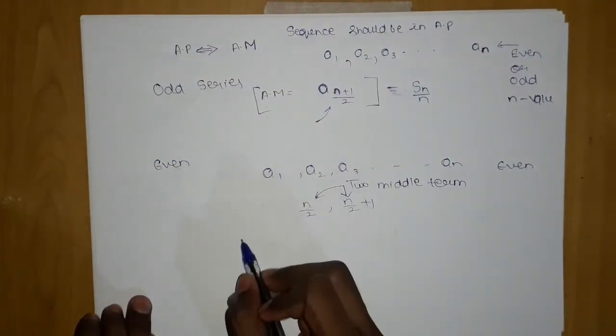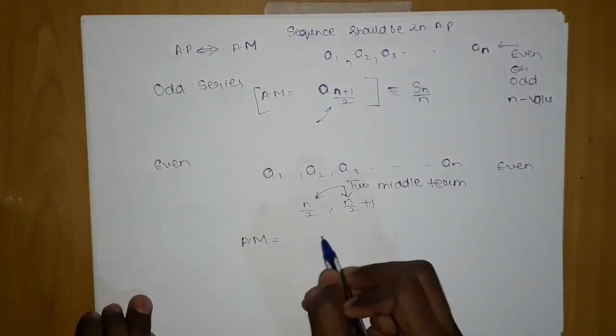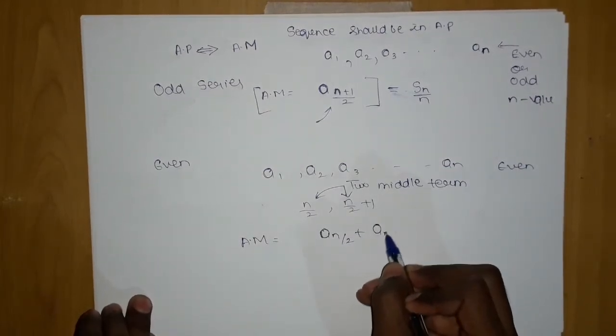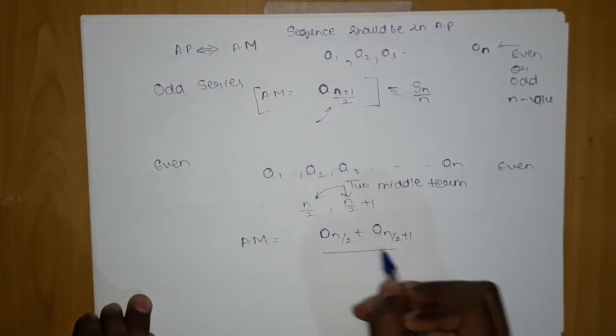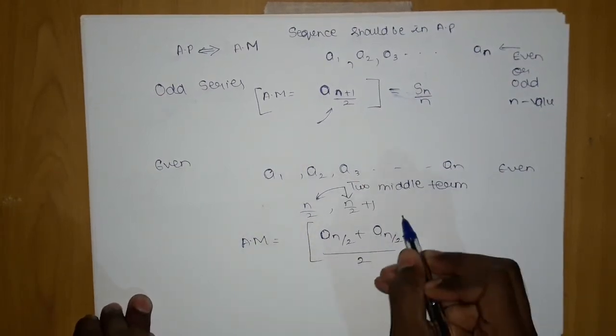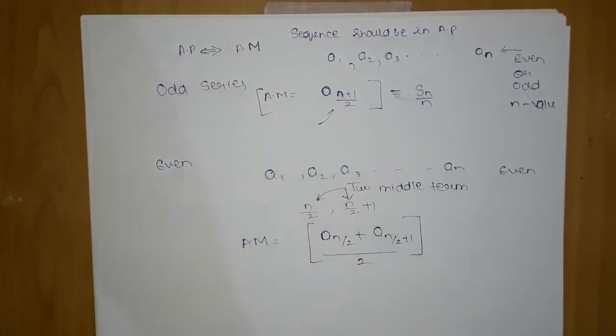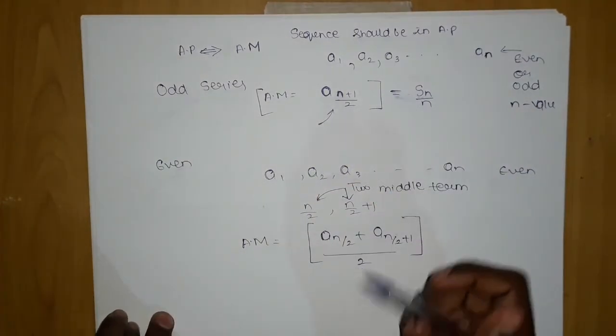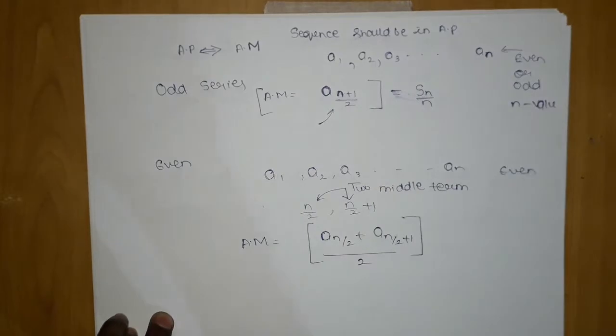So its AM will be what? Its AM will be nothing but A n by 2 plus A n by 2 plus 1 upon the number of these 2. Okay, so this is its AM. So we got two formulas of AM, this one for the odd series, this one for the even series. In odd series there is one middle term, and in even series there are two middle terms.